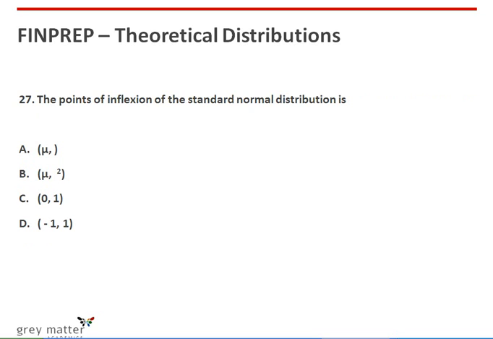27th problem, the point of inflection of the standard normal distribution. We know that z is equal to minus 1 and z equal to plus 1 in a standard normal distribution. So the point of inflection is minus 1 comma 1, that is shown in the answer as D option, or going to our PowerPoint presentation, D, which says minus 1 comma 1.